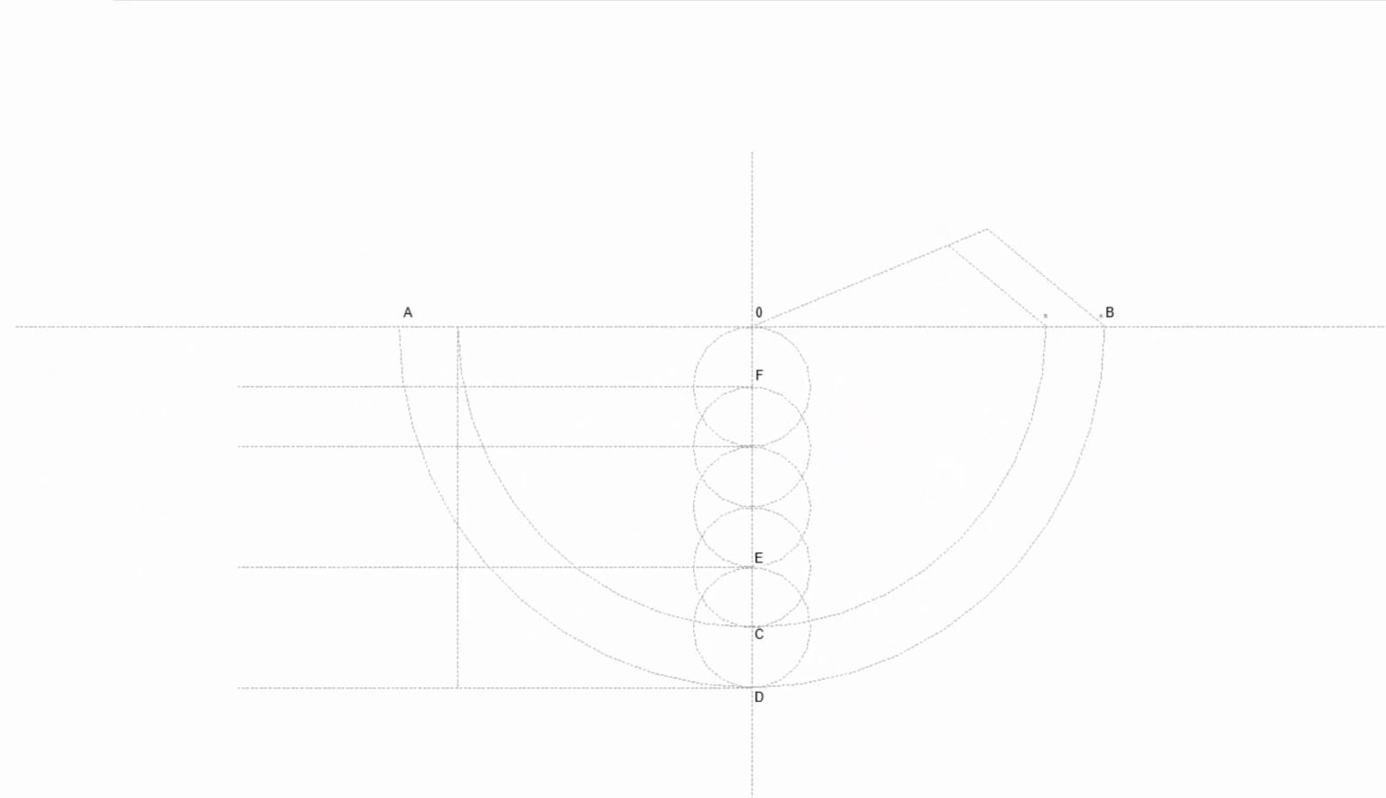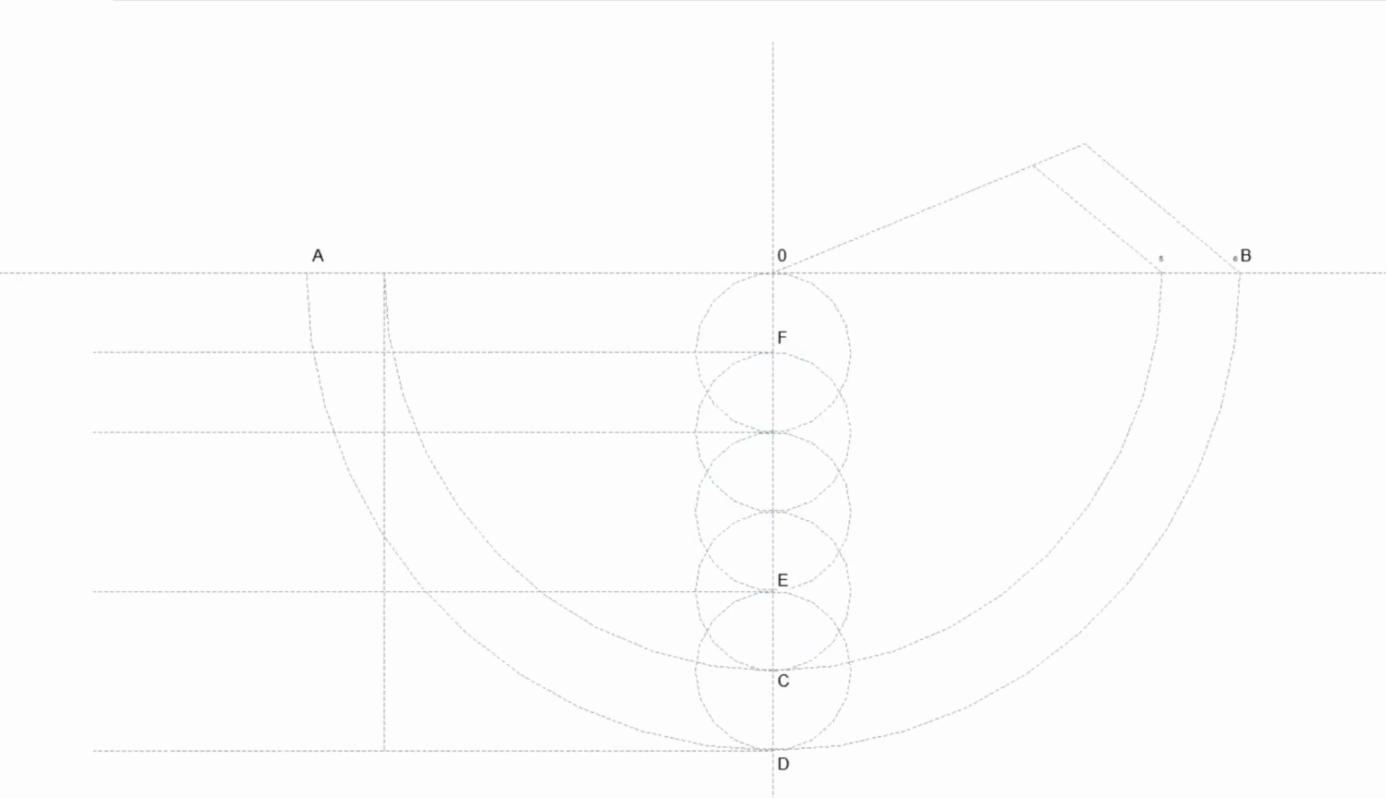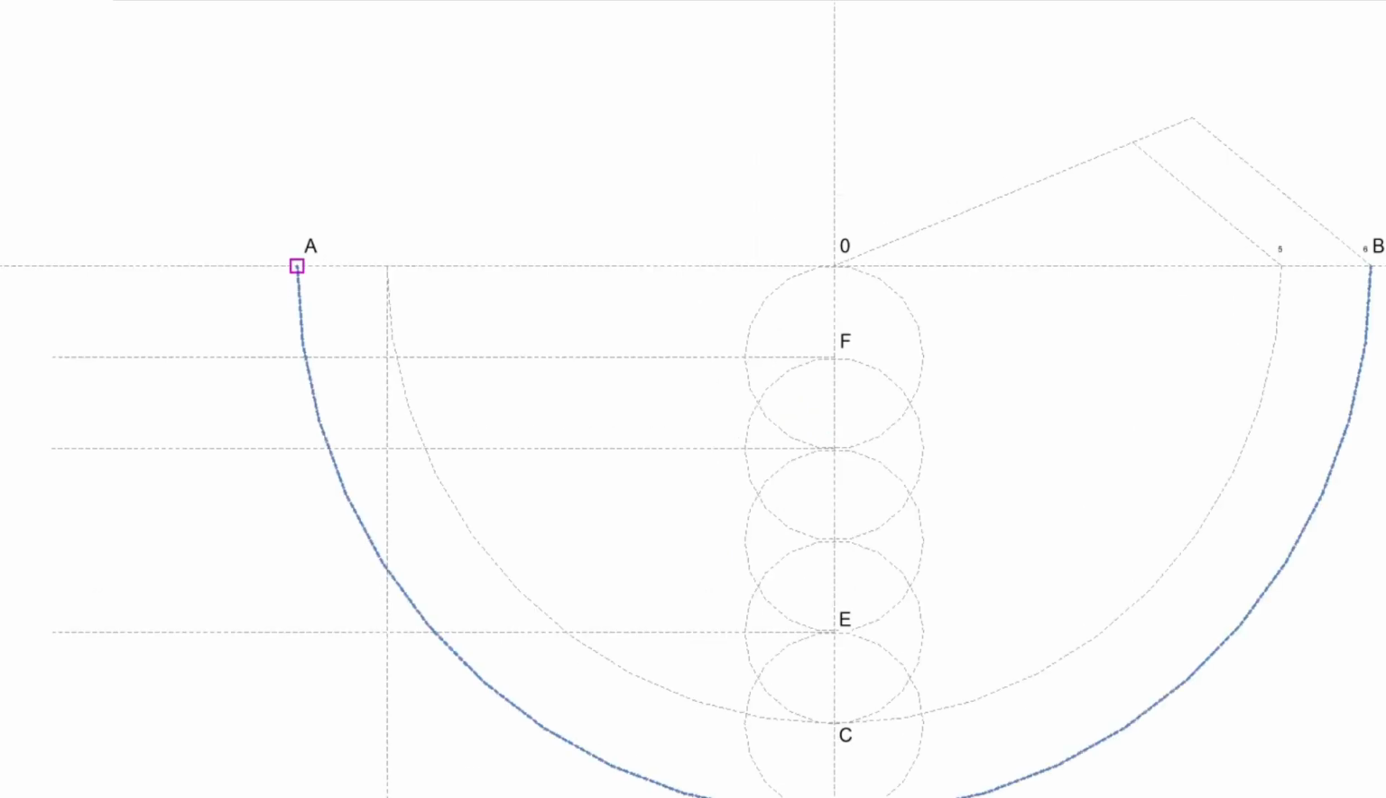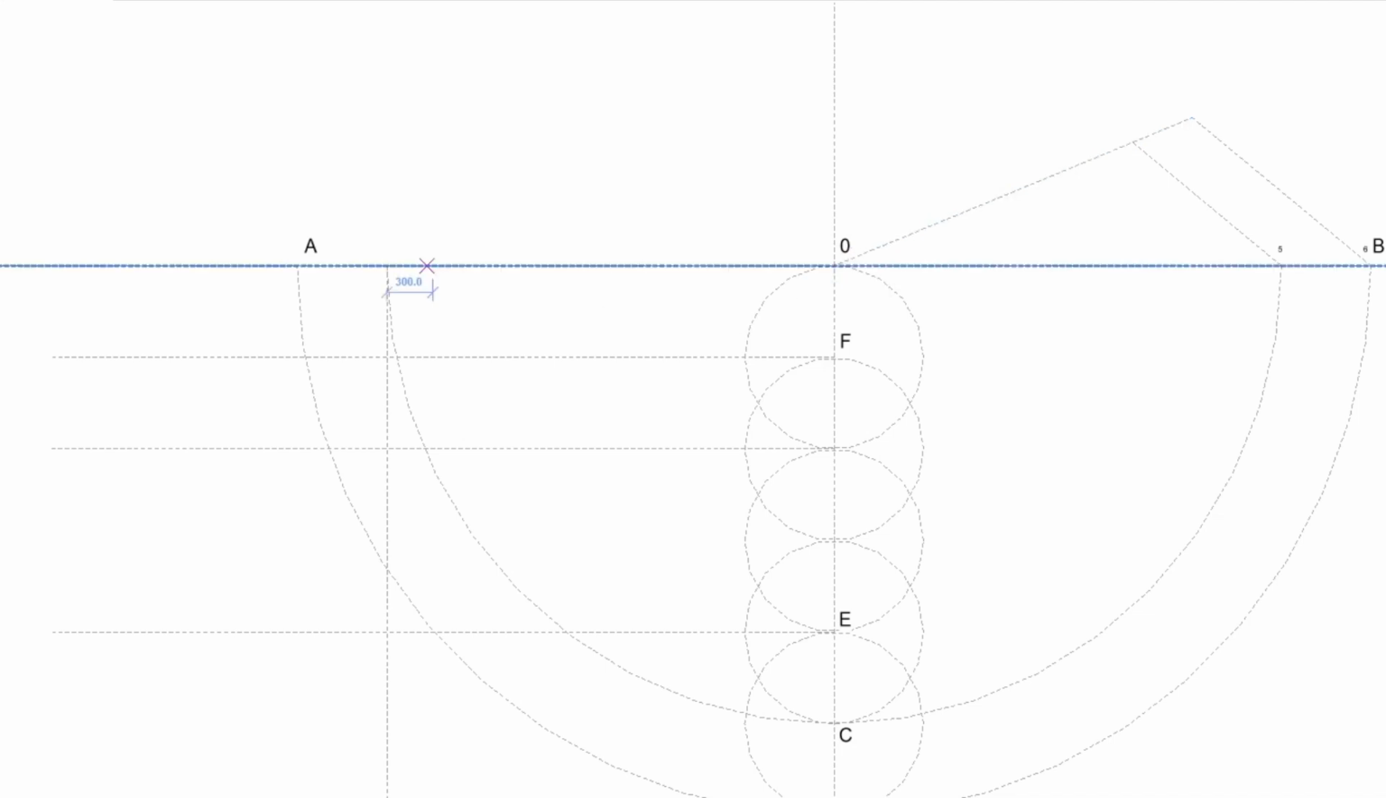So the next part we have to do is divide the distance between point A and point 0 in half. Actually, no, my mistake. I've not labeled it on here.